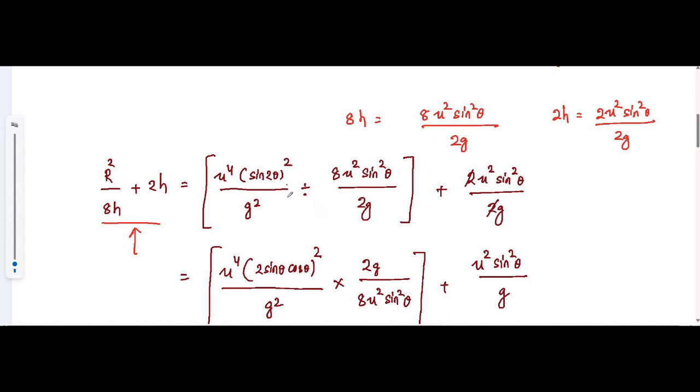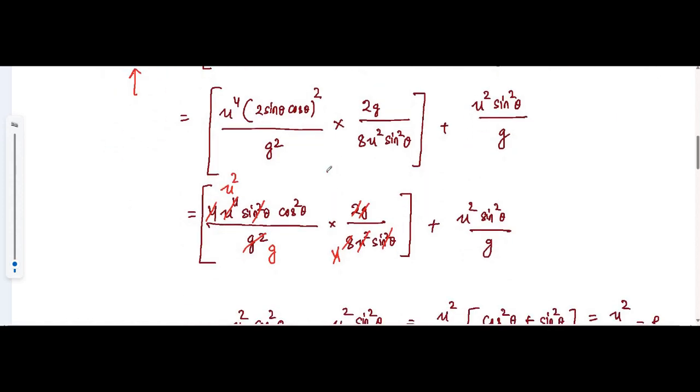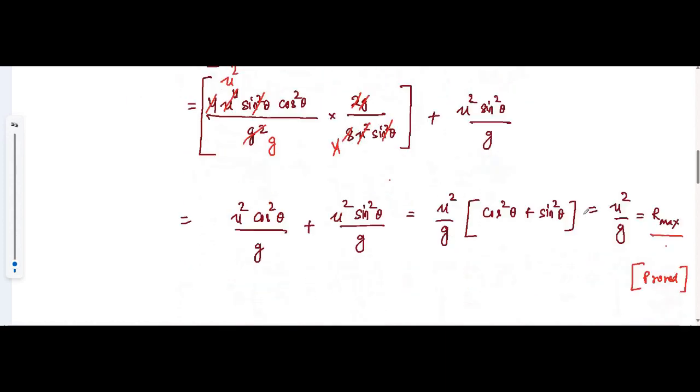But here also it is important that you don't lose patience. You arrange all the terms carefully and you cancel them carefully. You write them in a proper way so that there are no silly mistakes happening. Okay, so this is the thing.